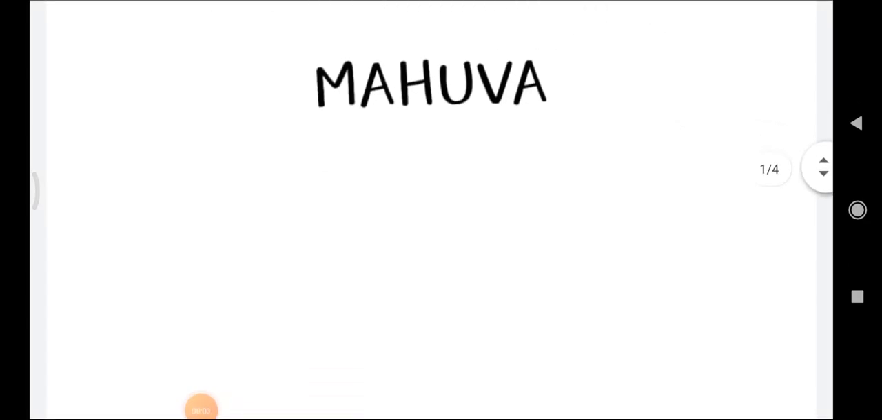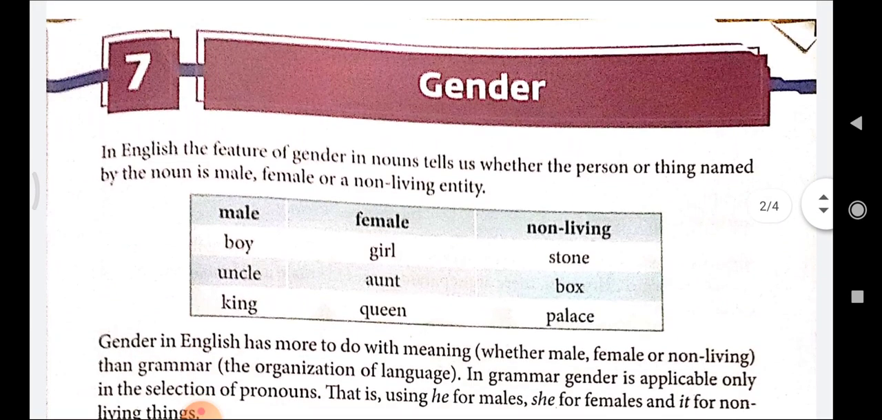Dear students, today we are going to start with unit number 7, that is gender. In English, the feature of gender in nouns tells us whether the person or a thing named by a noun is male, female or a non-living entity. The words which we use for male are boy, uncle, king, etc. When it comes to female, girl, aunt, queen, etc. And for non-living things, there are many non-living things around, such as stone, box, palace, etc.